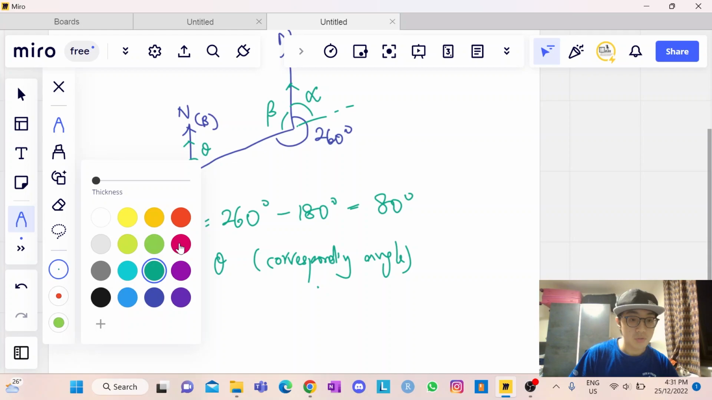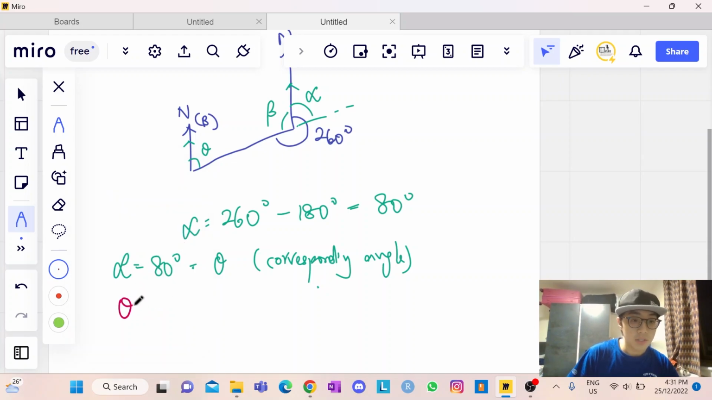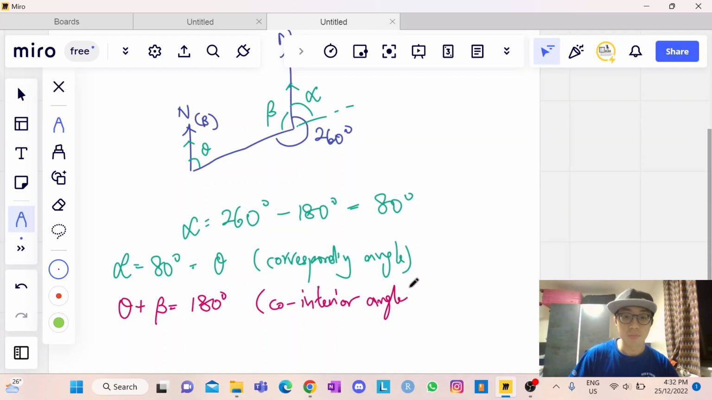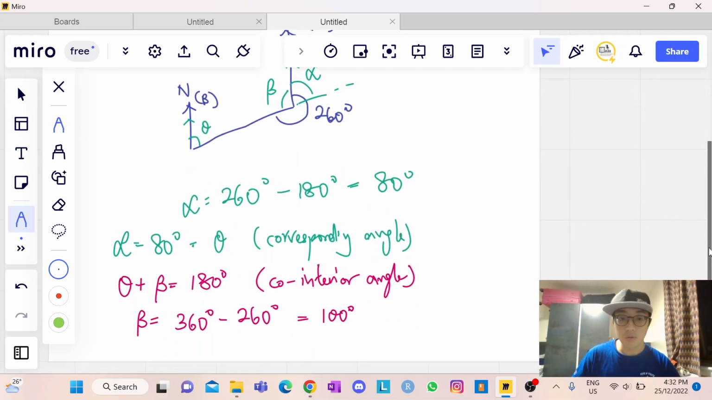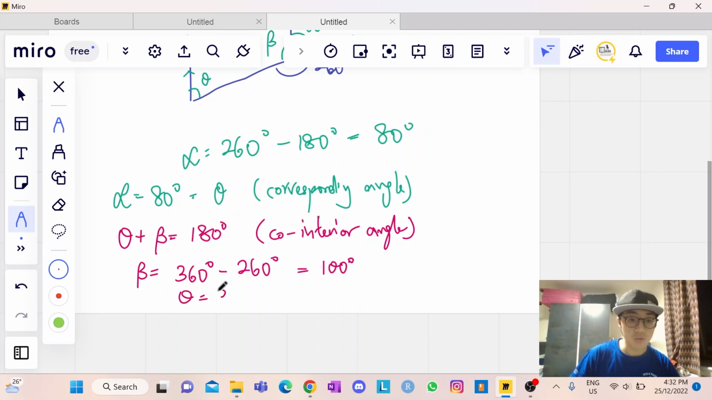All right, so I'm going to use this color right here. Theta plus beta is equal to 180 degrees due to the co-interior angle rule. We know that beta is equal to 360 degrees minus 260 degrees, because this is a circle and we subtract everything here, leaving the beta. Therefore, it will be equal to 100 degrees. From this information, we know that theta is equal to 80 degrees, the same as the answer we found before.